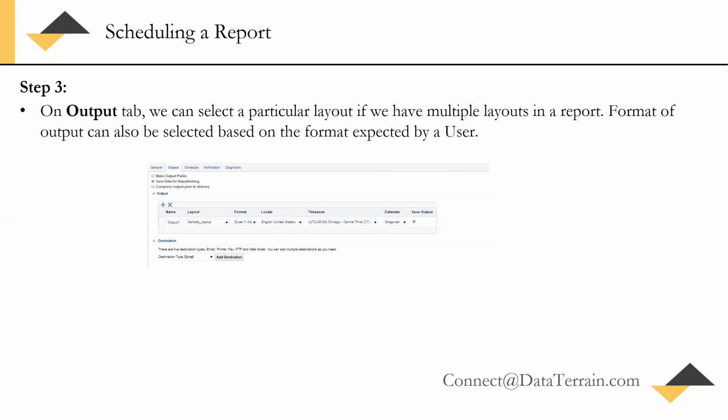First we need to provide the name, and the layout name is the layout defined while developing the report. The third tab is the format, whether you want Excel or PDF as output, and the locale is switched. And the time zone we need to fix, along with the calendar and save output.